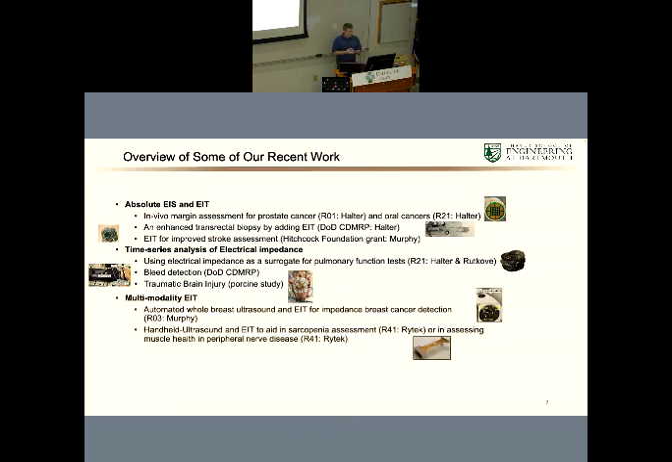And then after that, we have time series, we have absolute, and then we've also looked at multimodality EIT. EIT is kind of blurry, but perhaps if we add it to ultrasound, which has high sensitivity, we could possibly add some specificity by giving it some extra information from the EIT. That's what we've looked at for automated whole breast ultrasound and EIT for breast cancer, and for handheld ultrasound and EIT for muscle assessment, both in sarcopenia right now and some previous peripheral nerve disease applications.